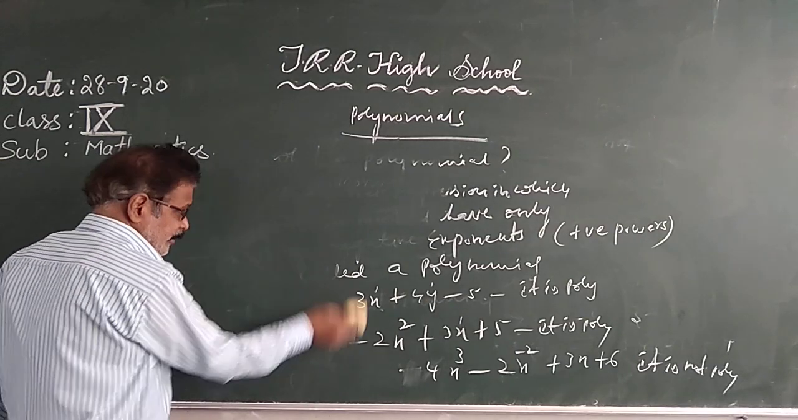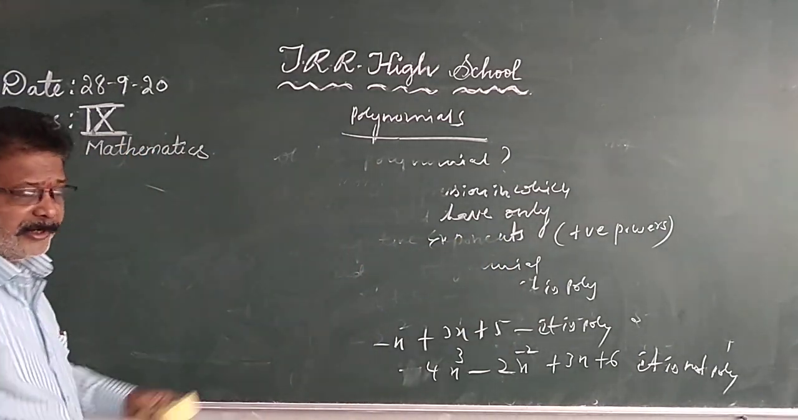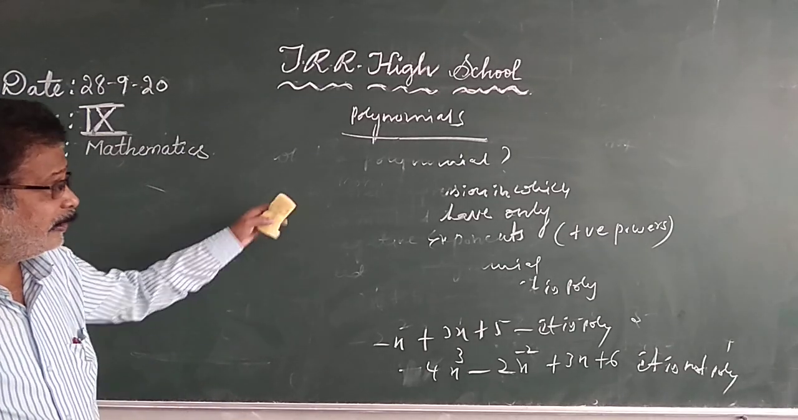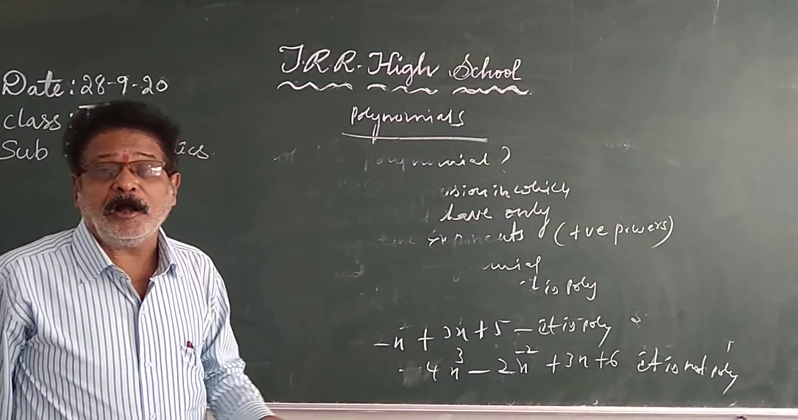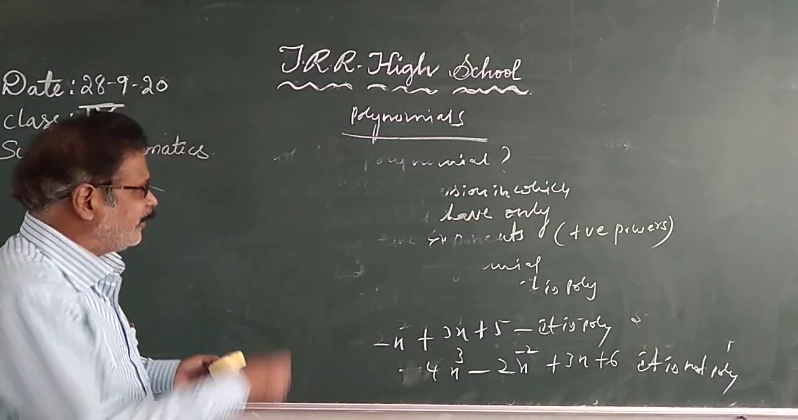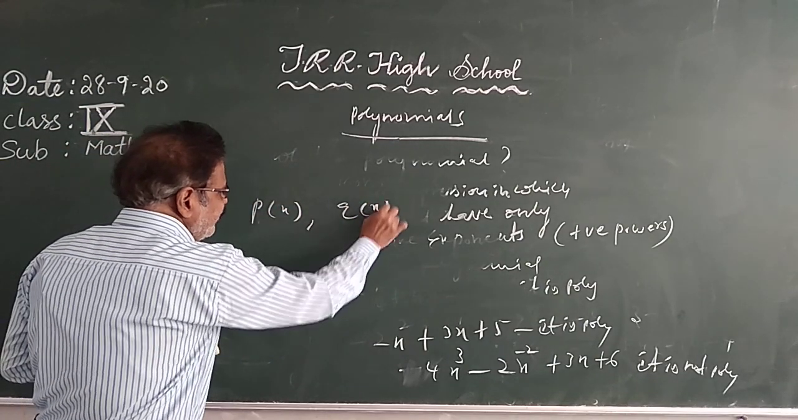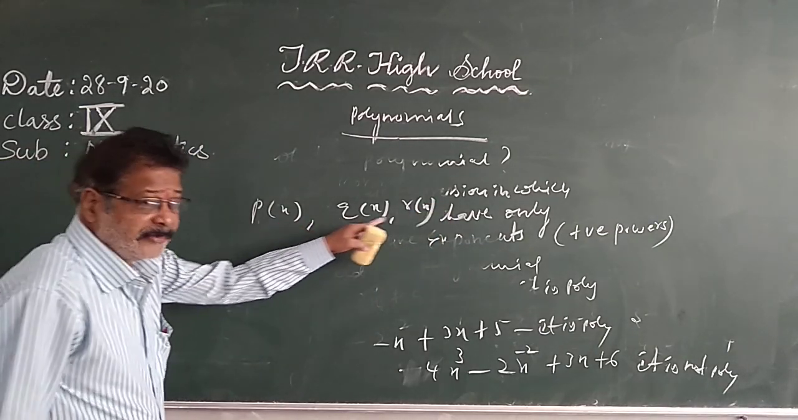Next, polynomial. What is a polynomial? Already I told you. I hope you understood the definition of the polynomial. Polynomial means an algebraic expression in which variables involved have only non-negative exponents is called a polynomial. Generally, polynomials are represented by p of x, q of x, or r of x. We can name them p of x, q of x, r of x.